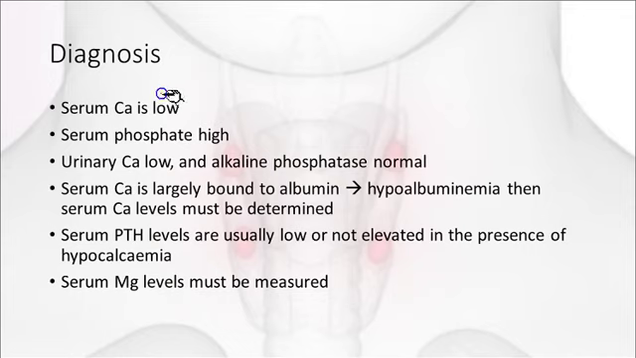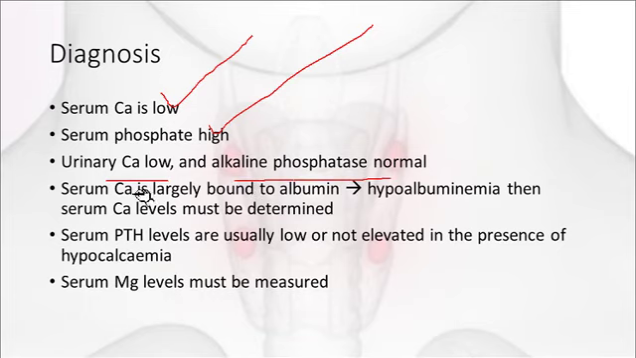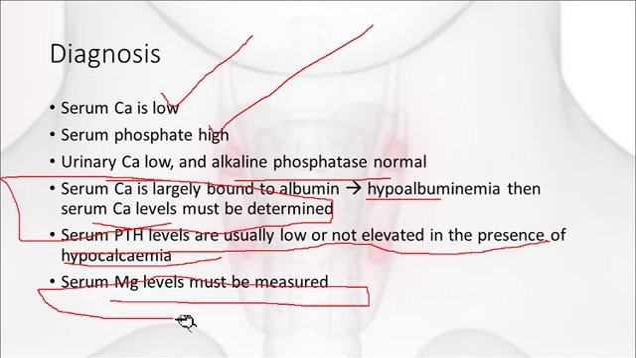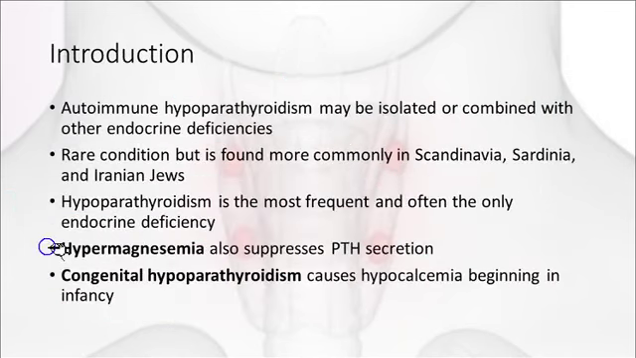In general, the serum calcium level is low, and conversely that means that the serum phosphate level will be high. Urine calcium excretion will be low and alkaline phosphatase will be normal. Serum calcium is largely bound to albumin, so in hypoalbuminemia, serum calcium levels will need to be corrected. Serum parathyroid hormone levels are usually low or not elevated in the presence of hypocalcemia, and serum magnesium levels must be measured because hypermagnesemia can result in hypoparathyroidism, as we said here.